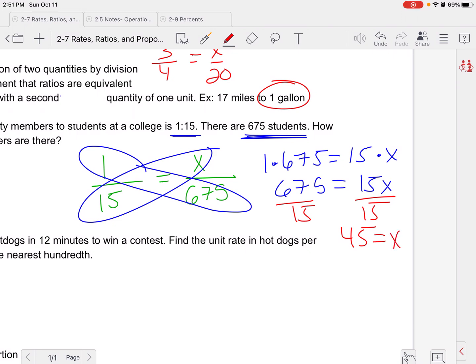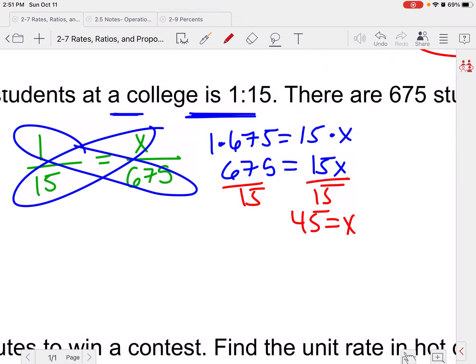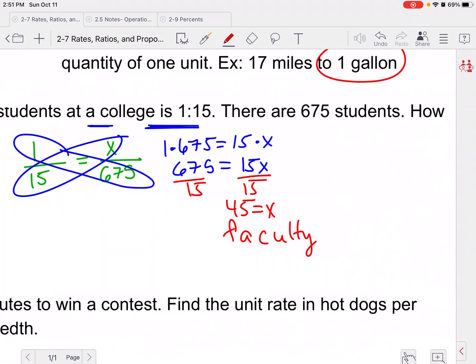And we are going to be very, very particular about our units in this chapter, okay? So please, please, please make sure we put a unit on this. So this would be 45 faculty. On your test, I'm going to give you a point for putting the proper unit. So even if you have no idea how to do the problem, but you know what the unit's supposed to be, you can write that and get a freebie point, okay?